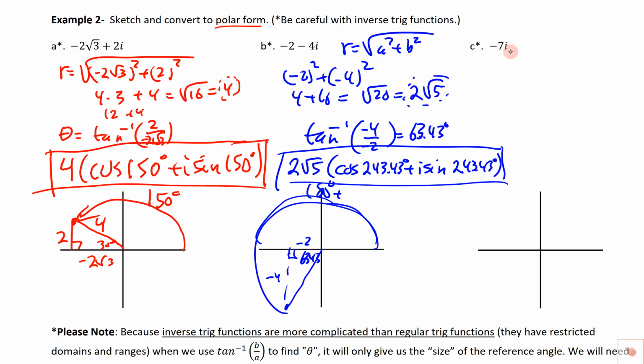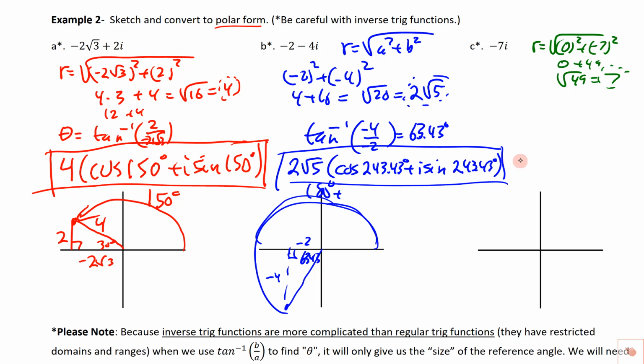But then we've got this one right here, and this one's kind of interesting. So let's just blindly go through and follow the process. So we're going to figure out what r is. So r is going to be 0 squared because the real part is 0, plus -7 squared because the imaginary part's -7. So this is 0 plus 49. Square root of 49 is 7. So we've got the first part of this.